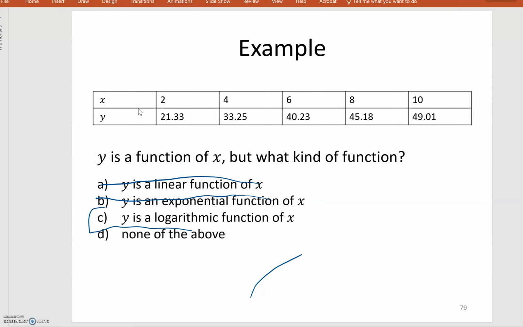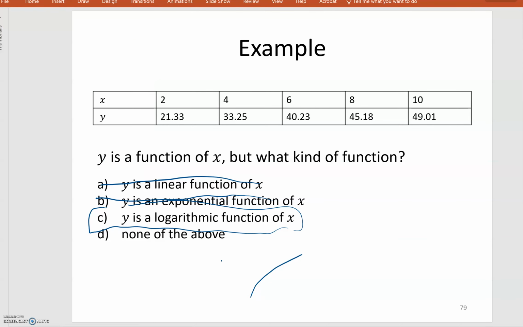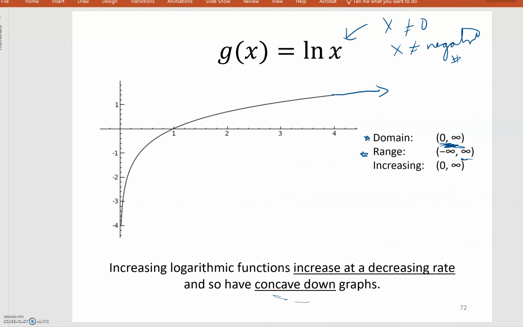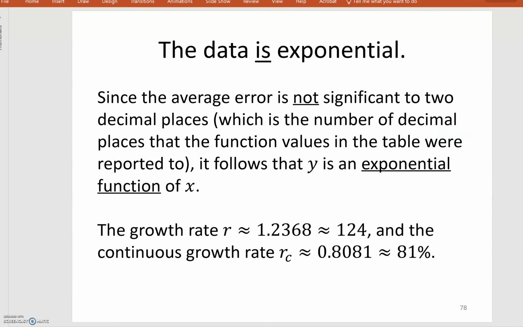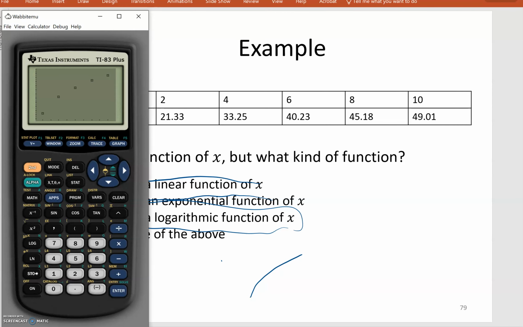Now, logarithmic seems to be a possibility, right? Because if you remember what our logarithmic function looked like way back here, there it is. It was increasing and concave down. So let's check. Let's do logarithmic regression. And, you know, I know this is the first time we've actually done a log regression, but I think at this point people understand the idea of regression.